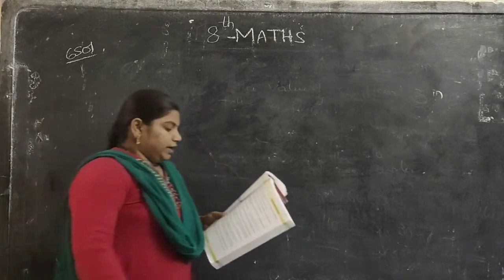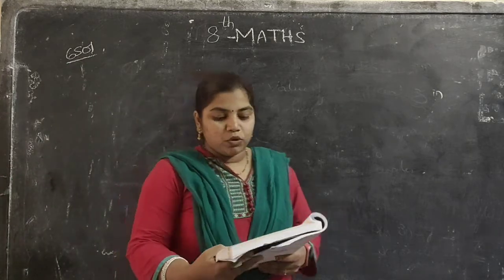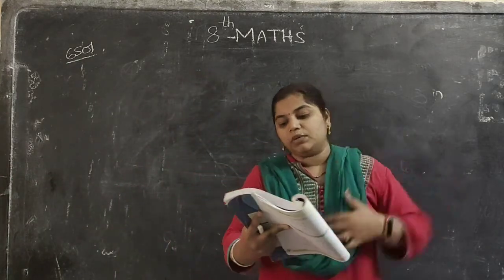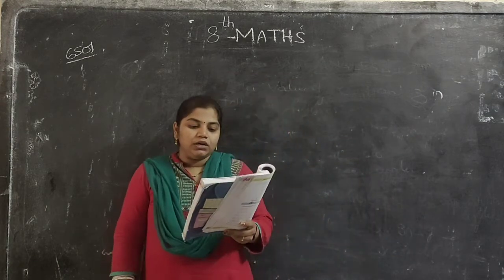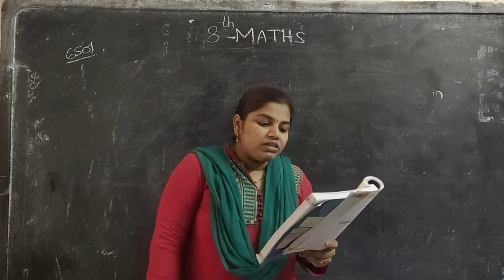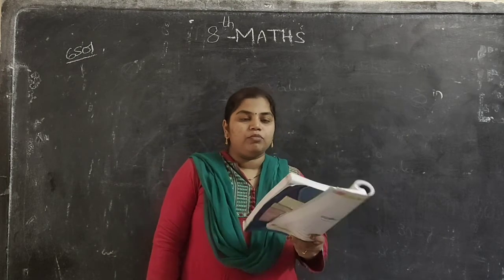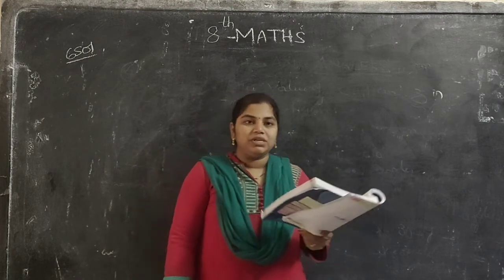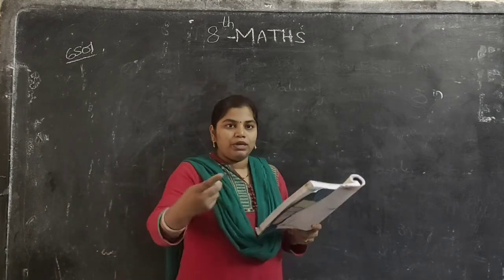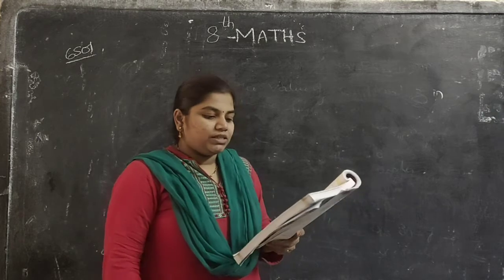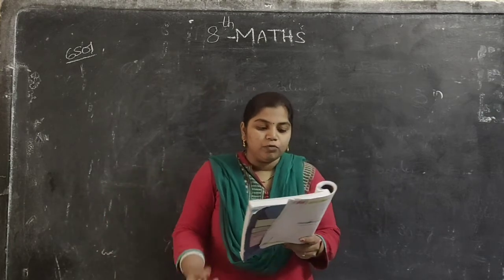Sixth solution. In a class of 40 people, the number of girls is 3/5 of the number of boys. So total strength is 40. And how many girls are there? Number of girls is 3/5 of the number of boys. Number of girls 3/5 means nothing but 3/5 part of the boys. So how many boys are there? We will take it in the form of x. So find the number of boys in the class.